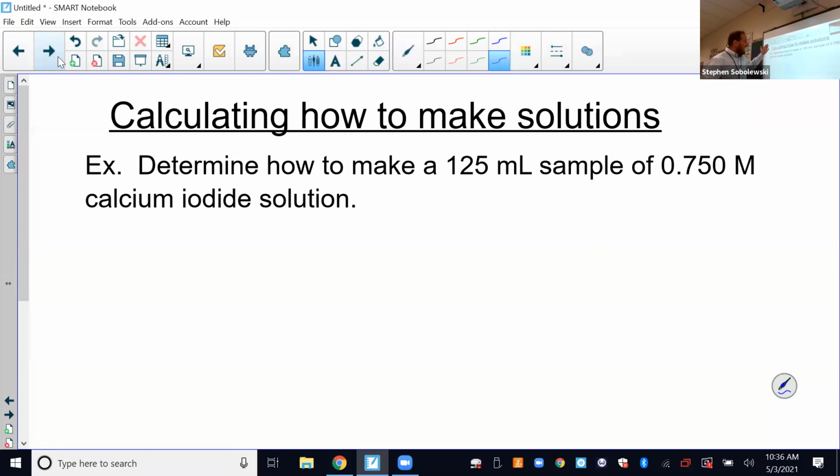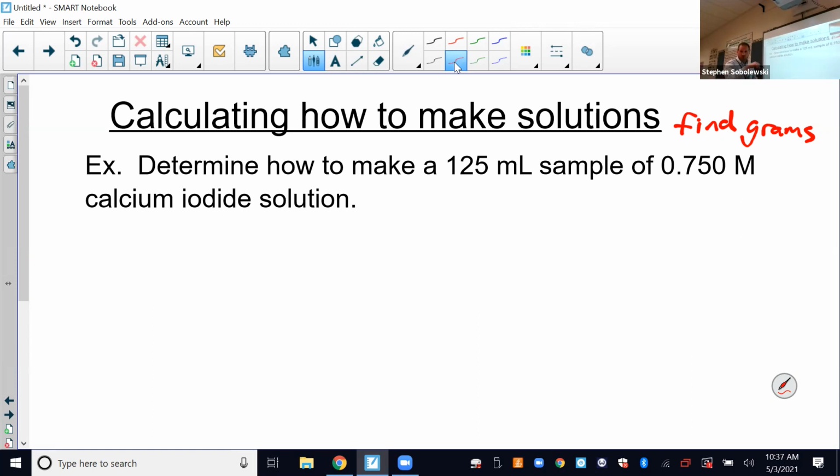It's very simple. When you're asked to calculate how to make solutions, you'll usually be given the molarity and the volume you're looking for. So all we need to do is solve for moles. And then once you solve for moles, you solve for grams. So essentially, calculating this is just find grams. And then the instructions would be, let's say the answer ends up being 38.5 grams. Well, you would add 38.5 grams into enough solution to make 125 milliliters. And then you have your solution.